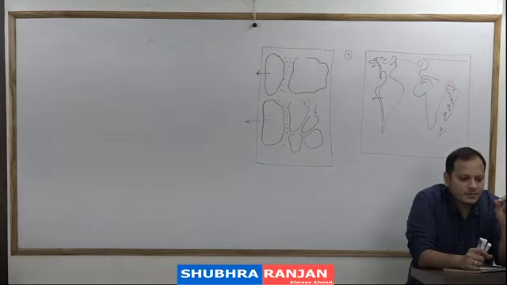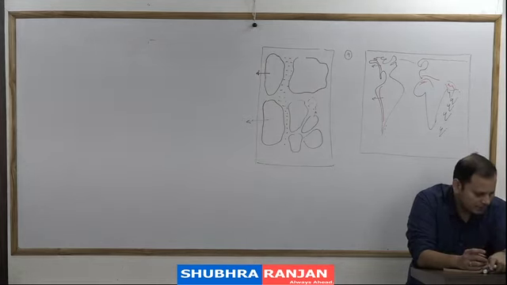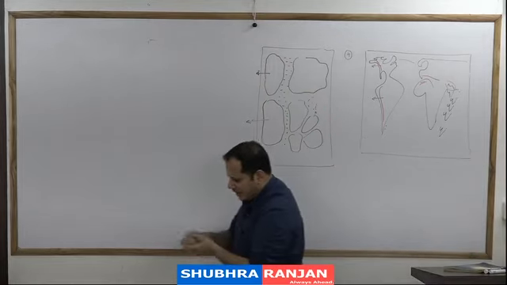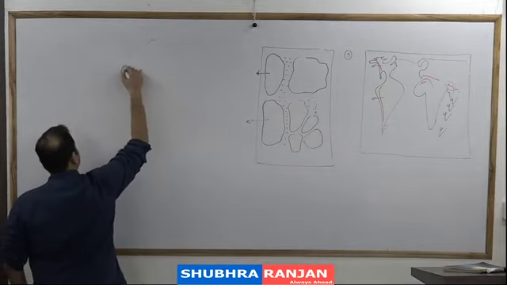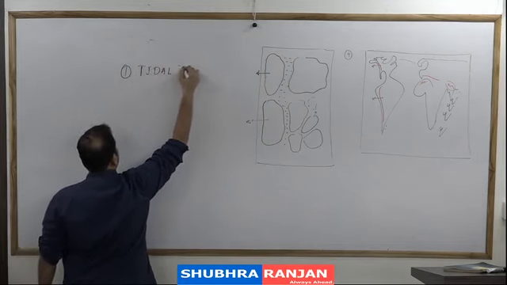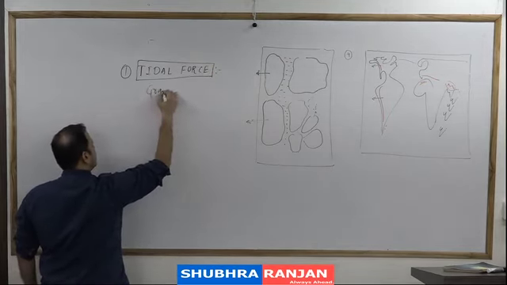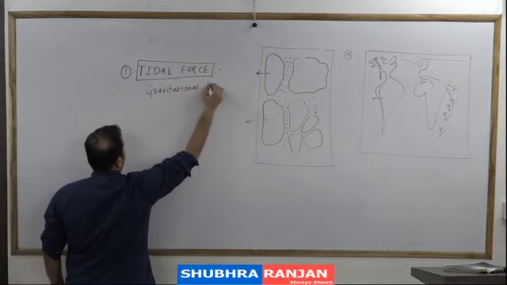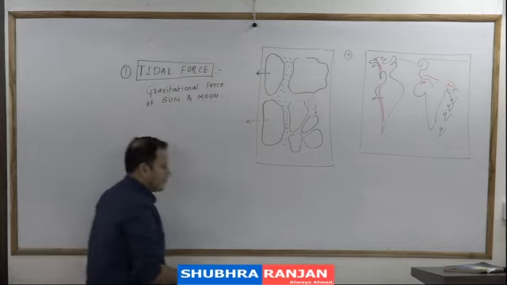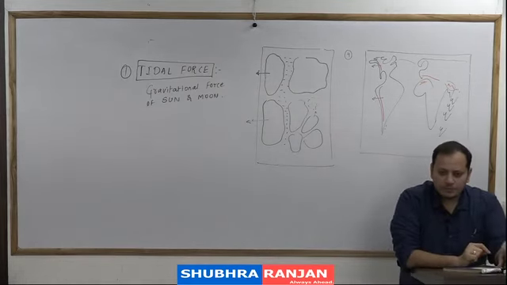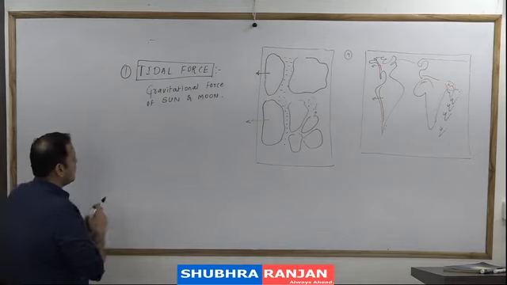Next, the forces responsible for the drift are: first is the tidal force, that is the gravitational force of the sun and moon, for the westward movement of the continents.